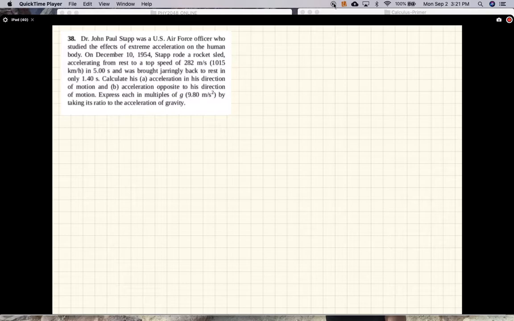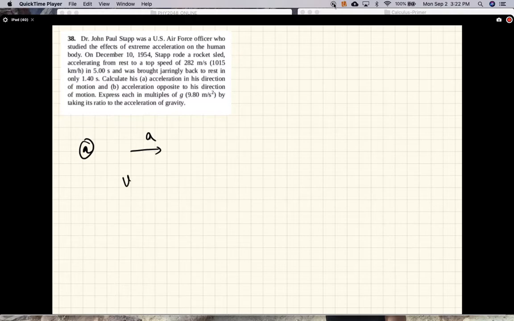Calculate his acceleration in his direction of motion and opposite to his direction of motion. Okay, so part A, what they're asking you is when he was accelerating, what is the acceleration, what was his acceleration when he was speeding up?